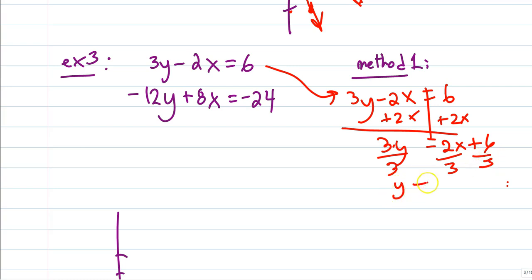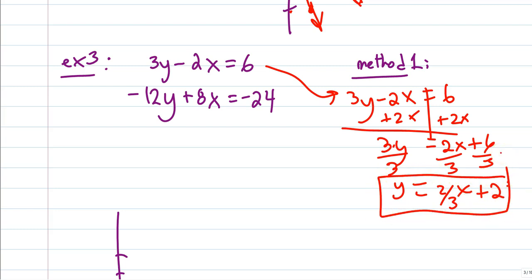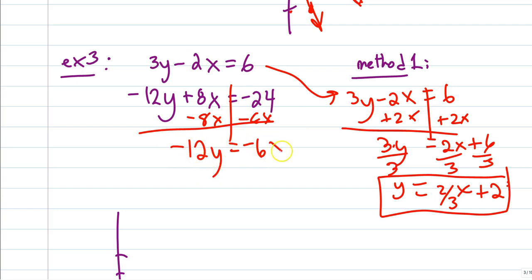So we get y is equal to 2/3 x plus 2. We'll get back to that in a minute. The second one, to get it in y equals mx plus b, we are going to solve for y. So we're going to move the 8x. Negative 12y is equal to negative 6x minus 24.